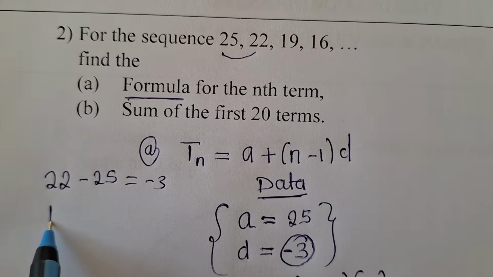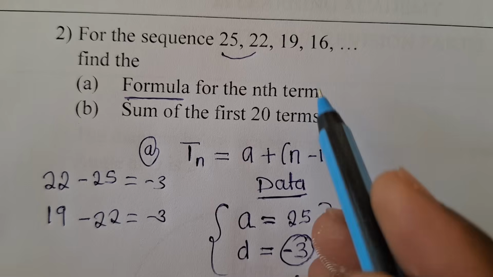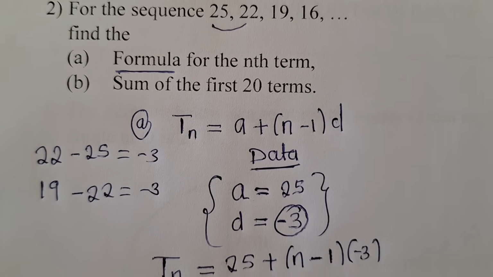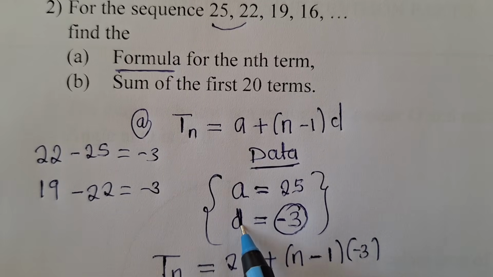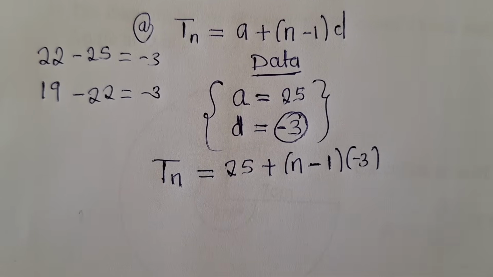If you want, you can say 19 minus 22. You get a negative 3. If you want, you can say 16 minus 19. You still get a negative 3. So that is called the common difference. It's a d. So when you plug in there, you can now simplify.